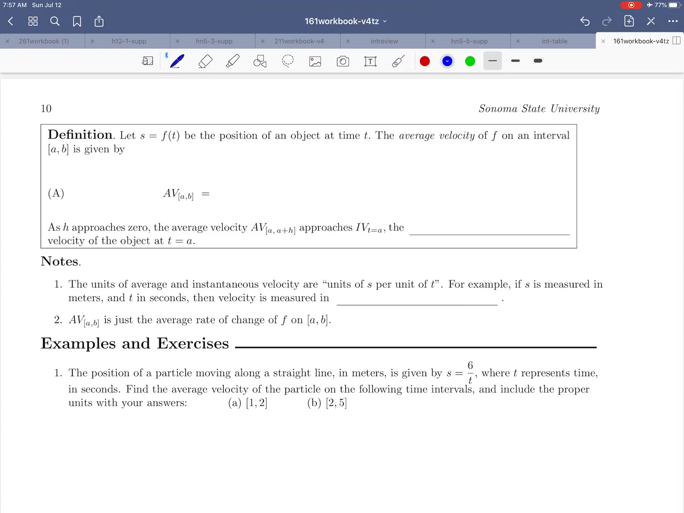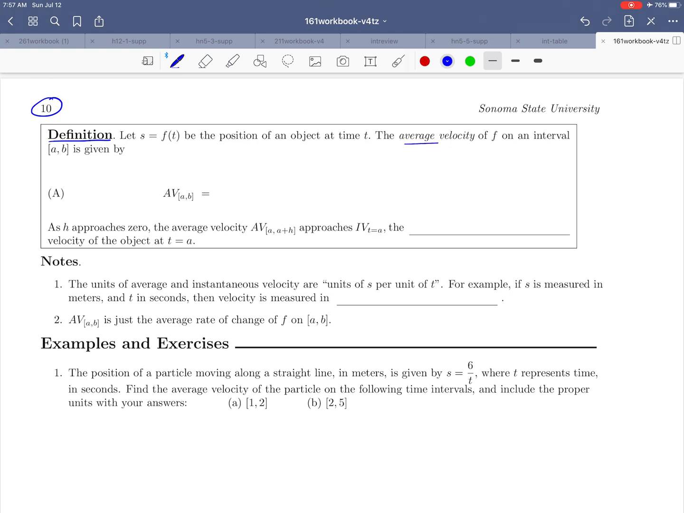We are looking at the top of page 10 and this is going to be a brief video that just sums up the discussion that we had on the previous page into one definition. Let's suppose that we have a function s equals f of t and it represents the position of an object at time t. Same situation as what we looked at in the previous example.